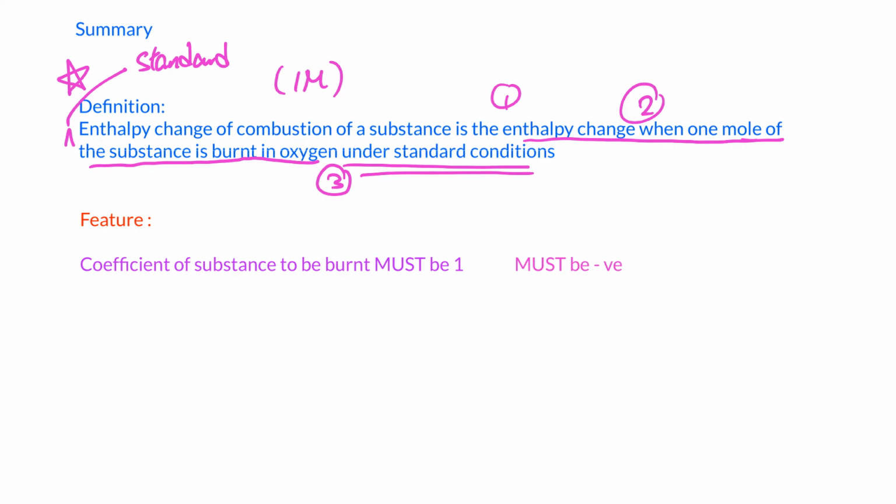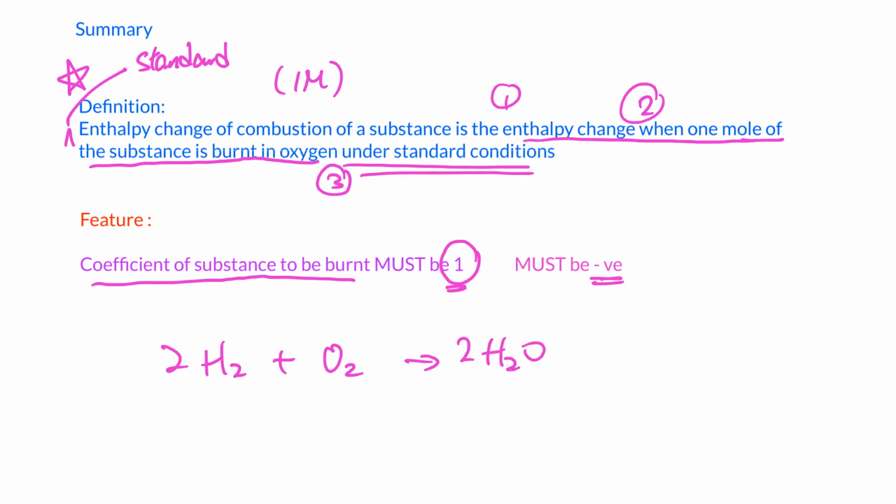Second one, remember the coefficient of the substance to be burned always has to be 1, and the value has to be negative. This one must be 1. For example, just now we mentioned, if you write this equation this way, it's wrong because this one is 2, so you have to put this one as half O2 and you have a correct standard enthalpy change of combustion equation. So that's all for this video. Bye bye.